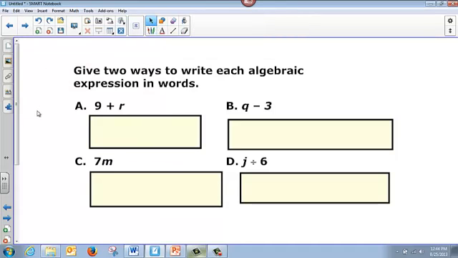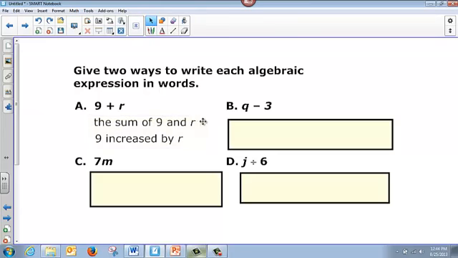So 9 plus r, we can say 9 added to r, or 9 more than r, or r more than 9. All of those would work. The sum is another word. 9 increased by r. So there's a lot of different ways to put this and be correct. Q minus r, a common word to describe minus or subtraction is the difference. So we might say the difference of Q and R, or 3 less than Q.